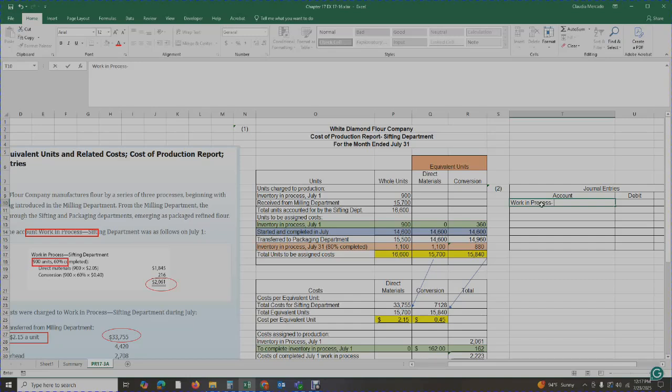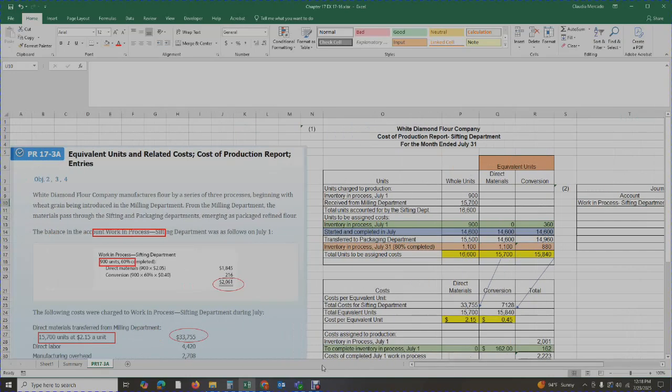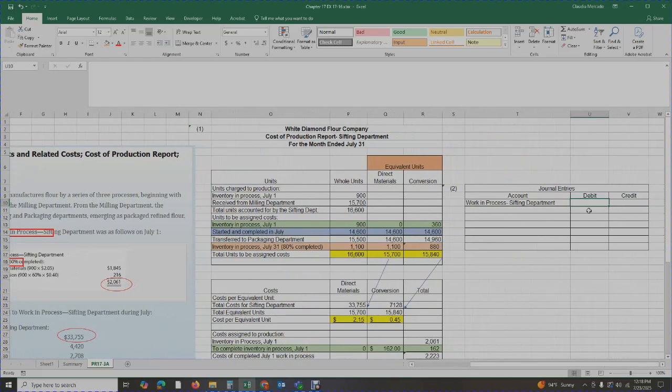The account that we're going to be using is the work in process because we are processing the goods. So who is receiving the goods? The products, the units. The goods are being received in the work in process for the sifting department. So the sifting department will be momentarily holding on to the balance. Now the balance that we have is 33,755. It says direct materials transferred from the milling department, 33,755. So we're going to enter that here.